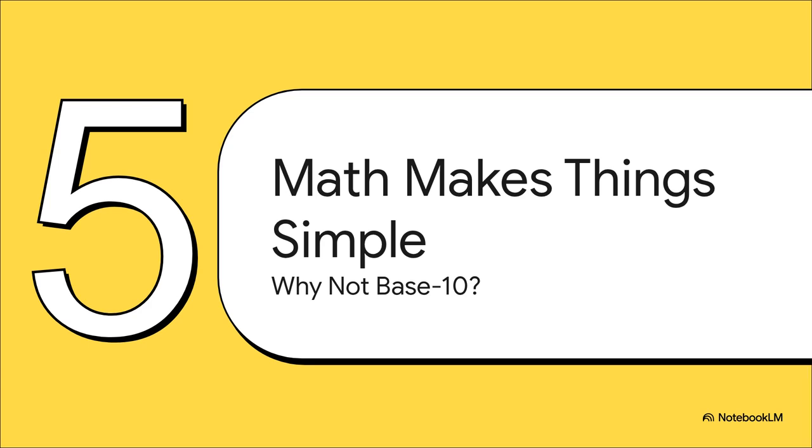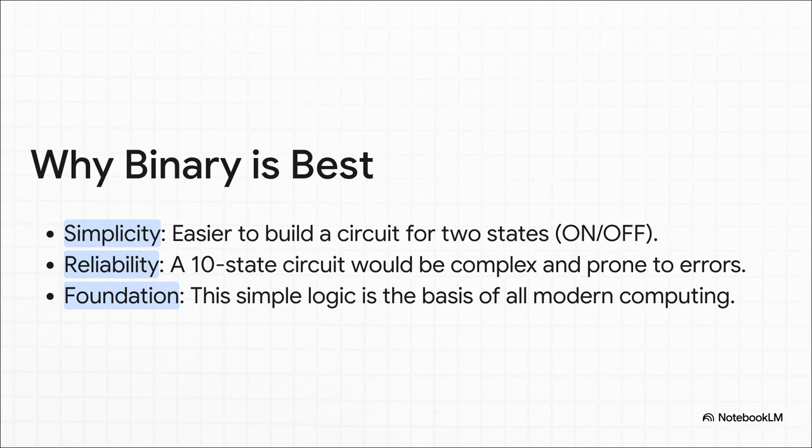So this all leads us to the final and really the most important question. Why go through all this trouble? Why didn't we just build a computer that understands our normal 10-digit system right from the start? And the answer is just about simplicity and reliability. Imagine trying to build a tiny switch that has to reliably click into 10 distinct positions. Now imagine one that just has to be either on or off. Which one is going to be easier to build? Which one is way less likely to make a mistake? The on-off switch, right? Every single time. Well, that's the difference between a base 10 computer and a binary one.